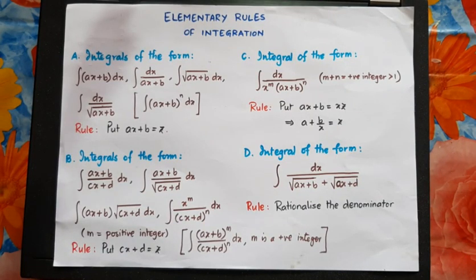So today we will continue our integration using substitution. Today we will see a few very important special forms of integration. We are calling them elementary rules of integration. Under this we have four different categories, that is type A, type B, type C and type D. We will see these rules or forms very carefully while doing the sums. Now you may pause the video to note down the forms in your notebook.